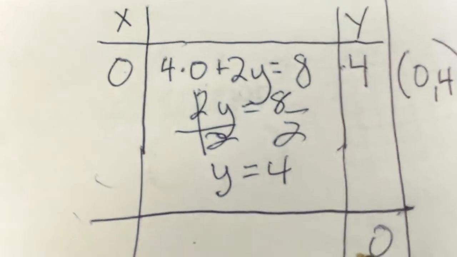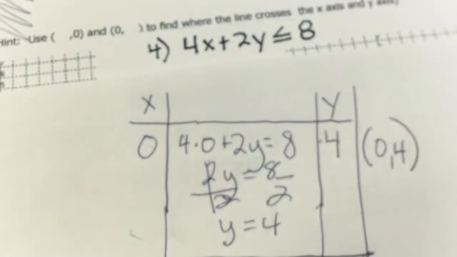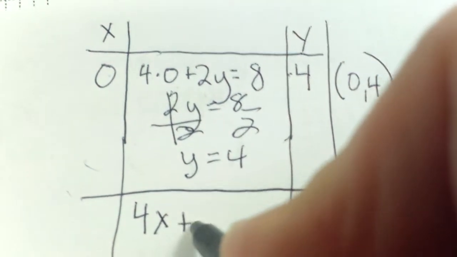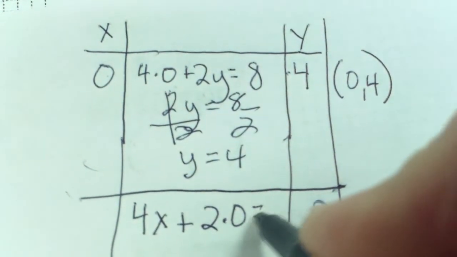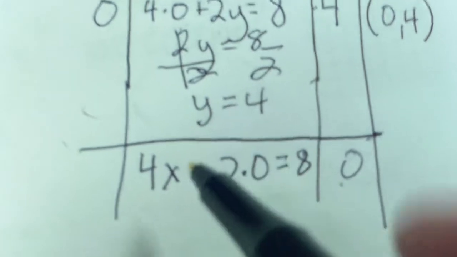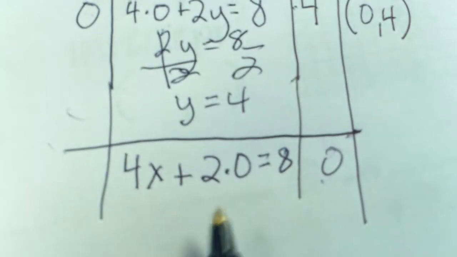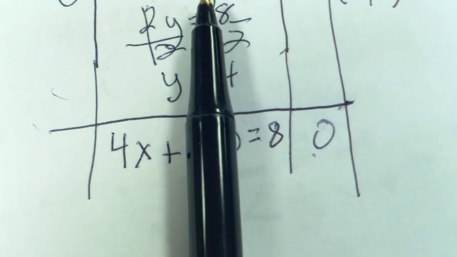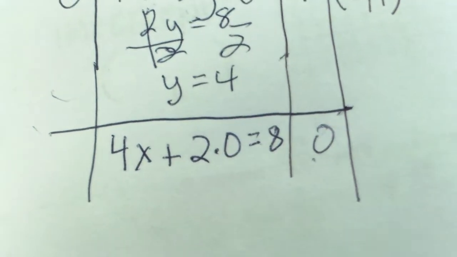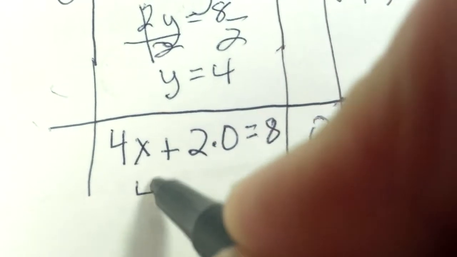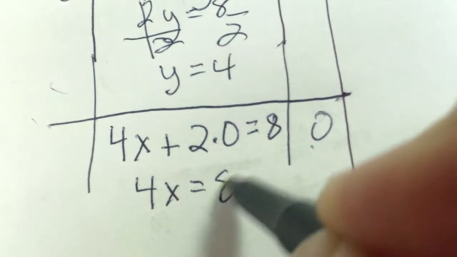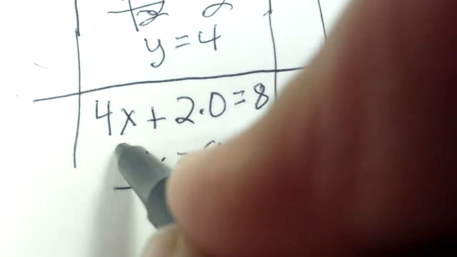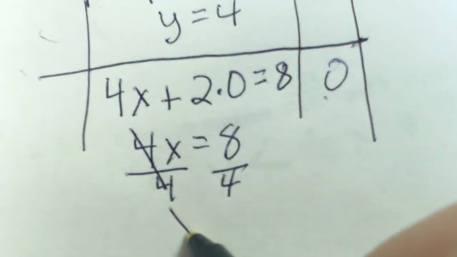And now we're going to make y 0. So I have 4x plus 2 times 0 equals 8. 2 times 0 is 0. If I have 4x and I add nothing, that equals 4x equals 8. To get x alone, I divide both sides by 4. X equals 2.